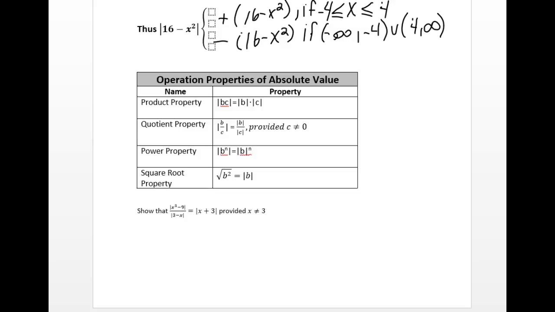And the square root property, meaning the square root of b squared is the same thing as the absolute value of b, because when it comes out of there, it's going to be positive. If you square something and then root it, it has to be a positive answer.